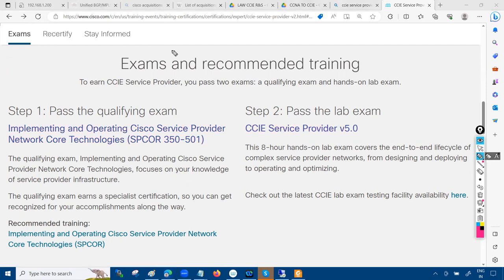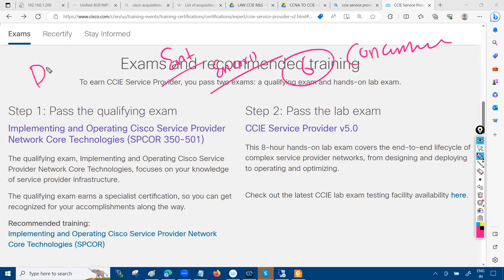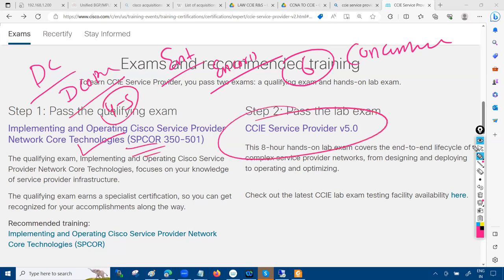In enterprise, we have one ENCORE paper, and apart from that, 6 papers called concentrations. Even the data center has a DCCOR exam, and apart from that they have 4 to 5 exams. But for service provider, there is only one SP core exam, and you can go with the CCIE lab if you want.